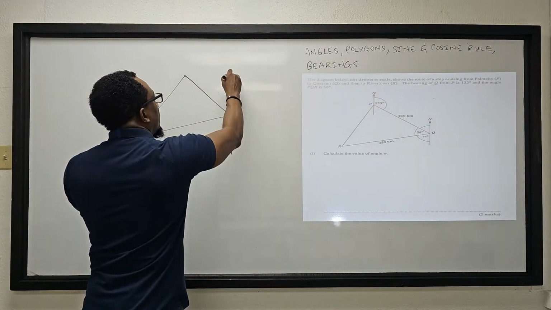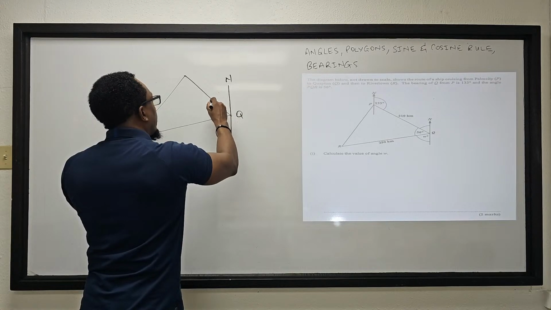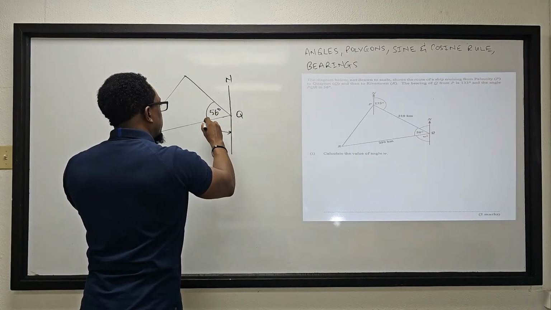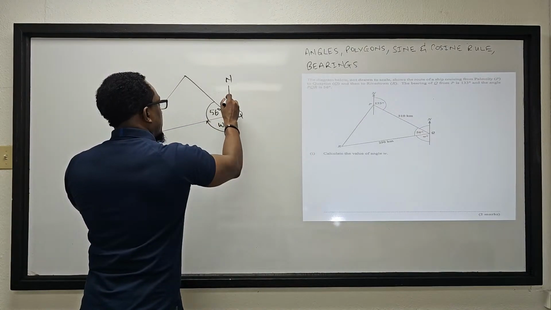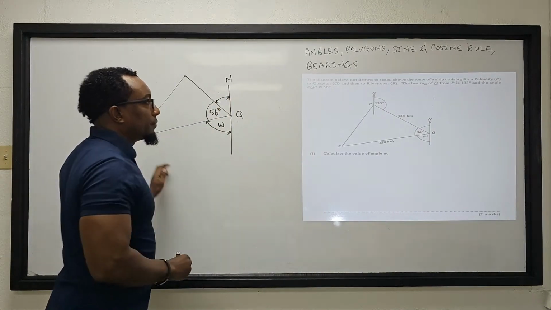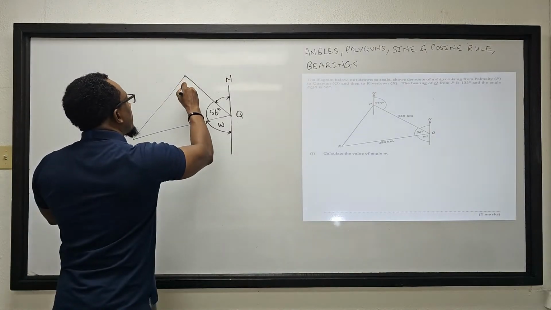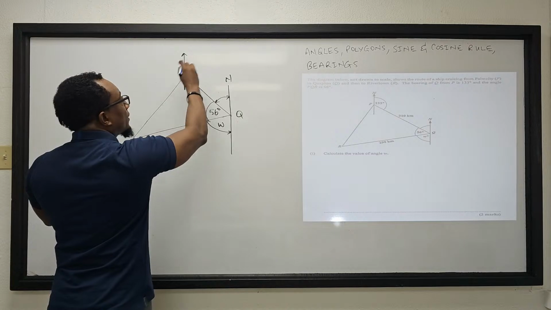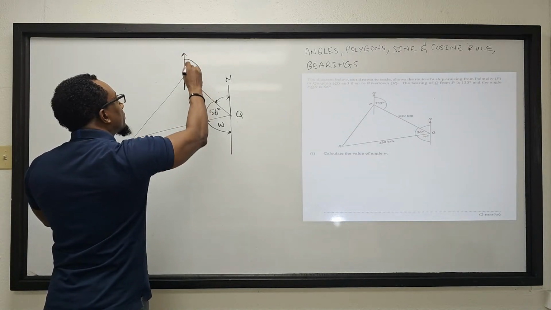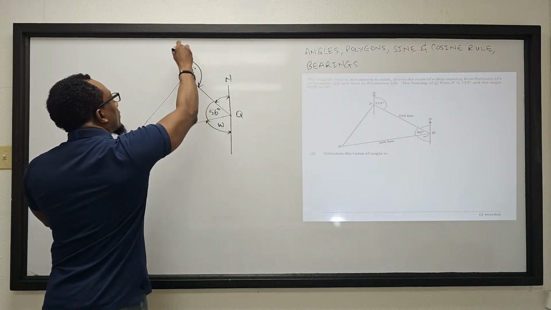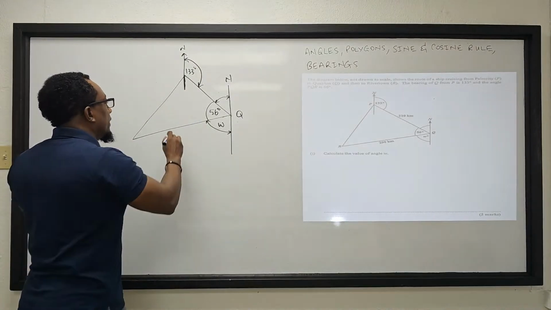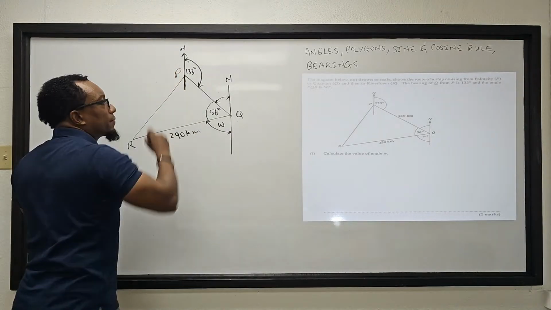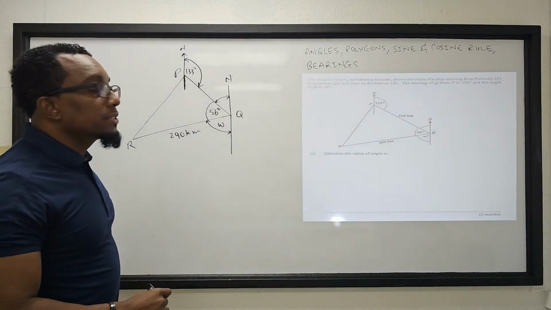I have my north line. This is Q. This is 56 degrees. This is W. This angle is unknown. This is my north line. This angle here is 133 degrees. This is 290 kilometers, this is R, and this is P. So they want us to calculate what W is equal to.